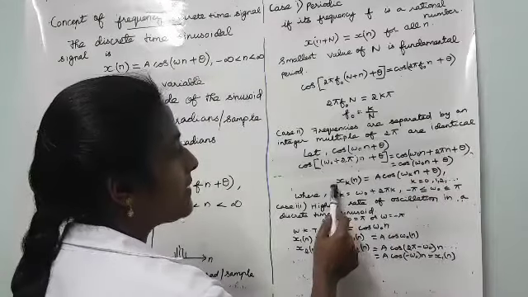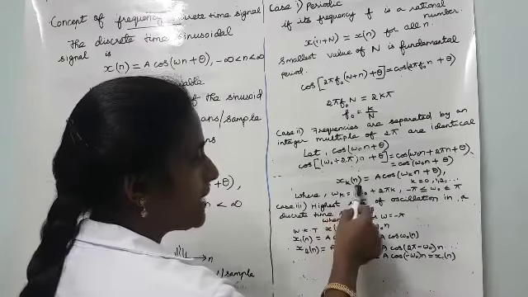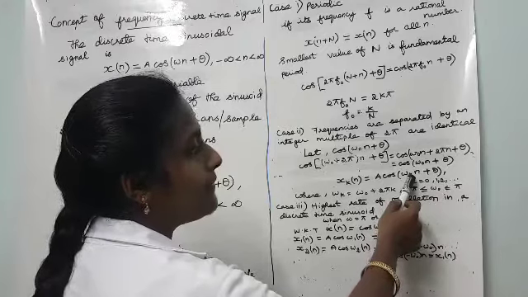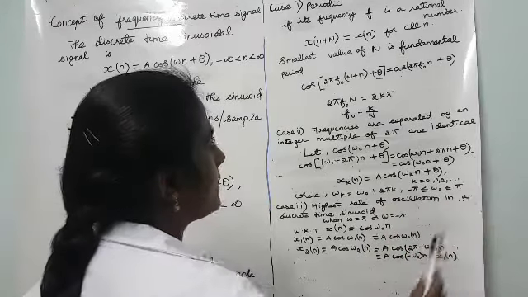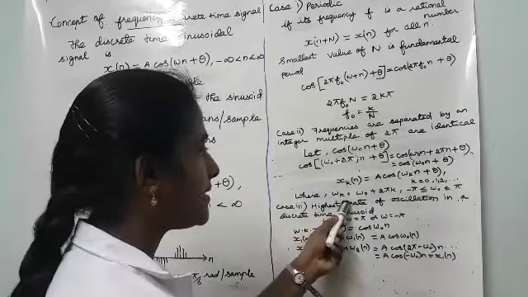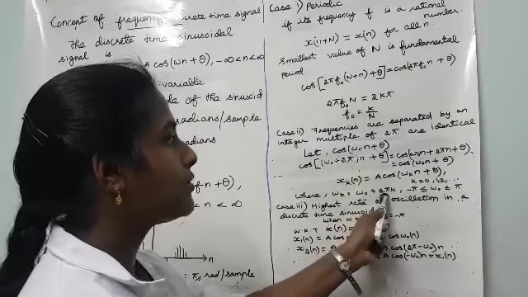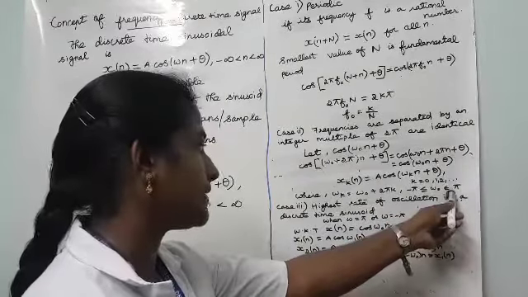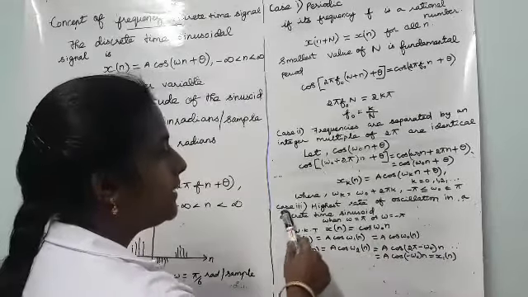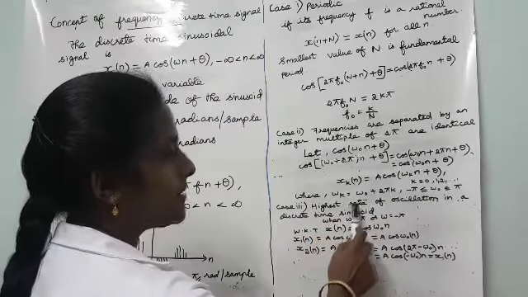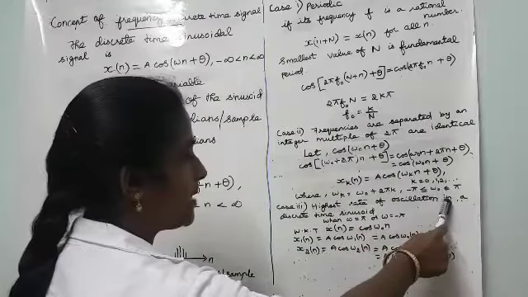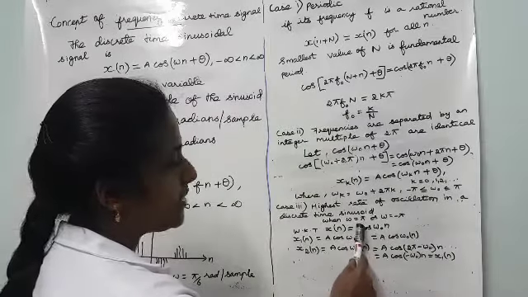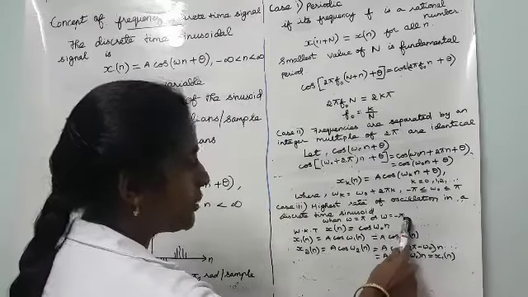For k we can define x k of n is equal to A cos(omega k n plus theta), where k can range over the integers, omega k is equal to omega naught plus 2 pi k, and the limit is from minus pi to plus pi. Next, third case: the highest rate of oscillation in a discrete time sinusoidal signal occurs when omega is equal to pi or omega is equal to minus pi.